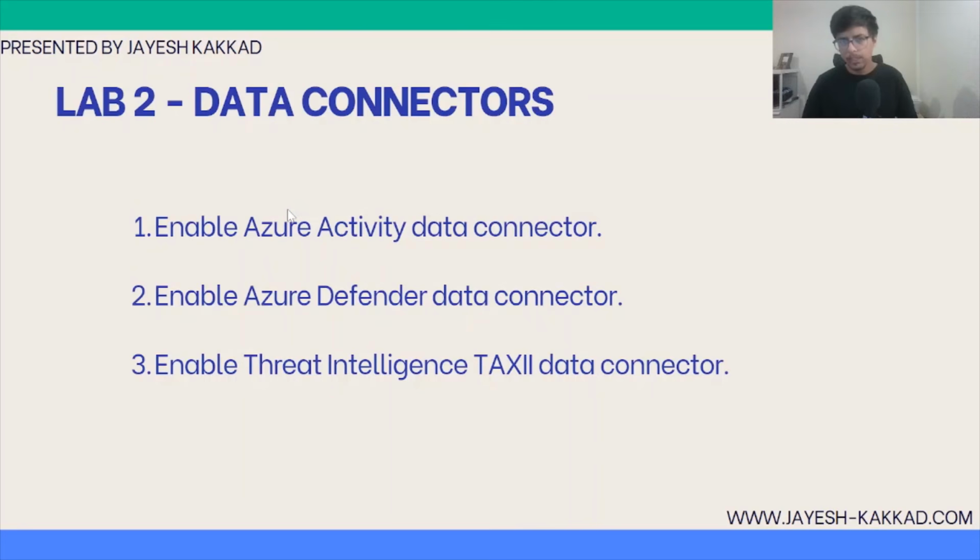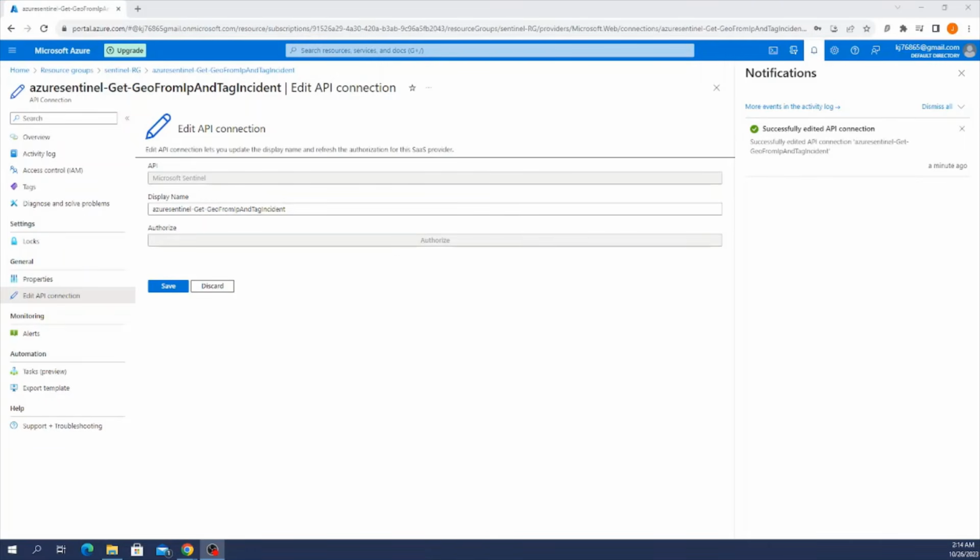So now going to lab 2, which, as I said, we will be talking mostly about data connectors in this. The first thing that we will do is enable the Azure Activity data connector. So starting our first exercise in lab 2, probably if you're following along, this is where you reached, which was our third exercise of the first lab, the end of lab 1, where we basically edited or authorized the API connection.